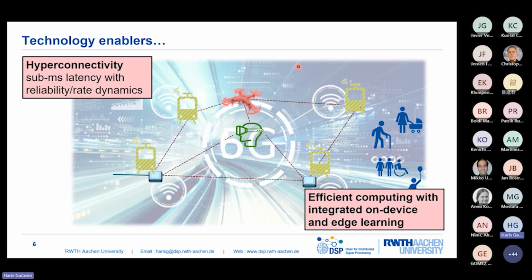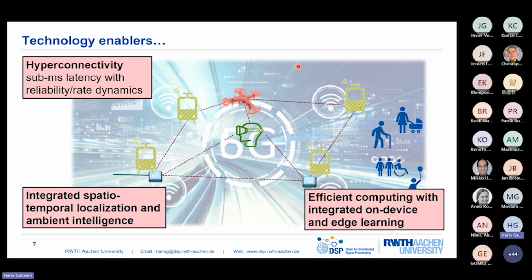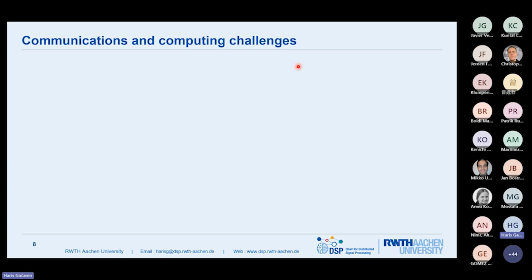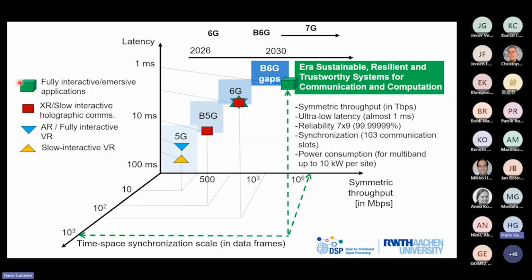We are talking about efficient computing, and that means we need integration between on-device computing and edge computing for learning and training. Then we are talking about integrated spatio-temporal localization and ambient intelligence, so that we can sense the environment and integrate that through multi-sensor fusion mechanisms. So what are the challenges we will be facing? These are the challenges regarding the physical layer. For everything above that, it may or may not apply, I don't know, so I only focus on the physical layer functions of the communication system.